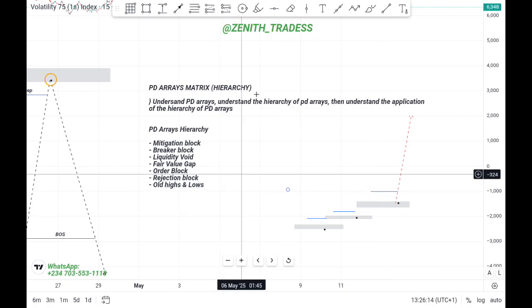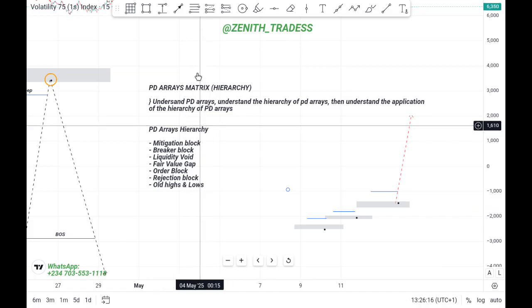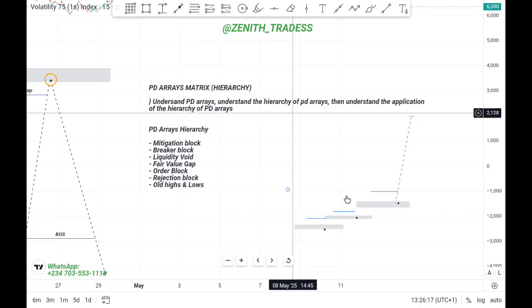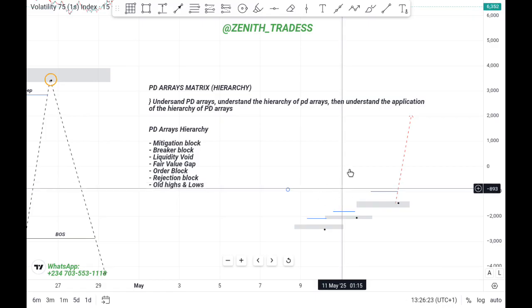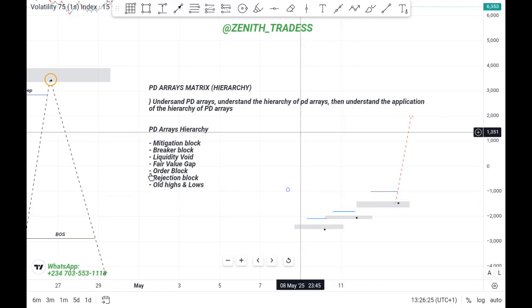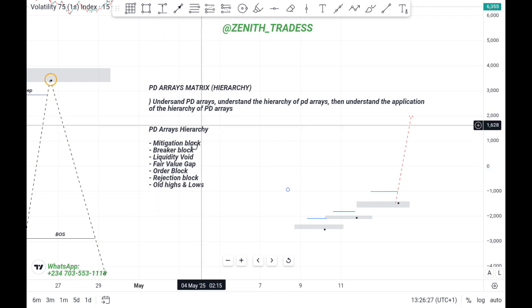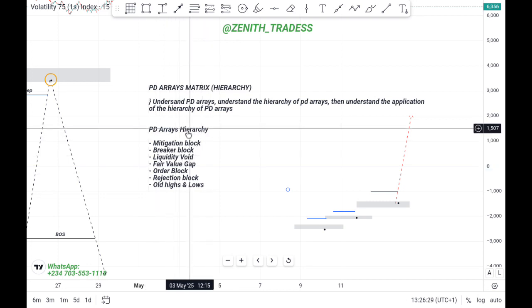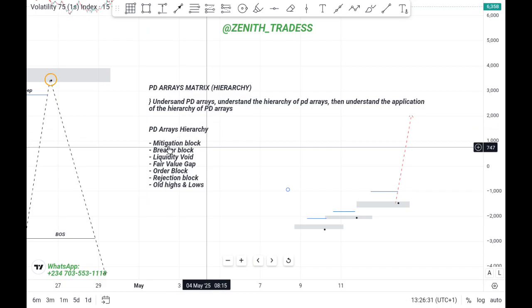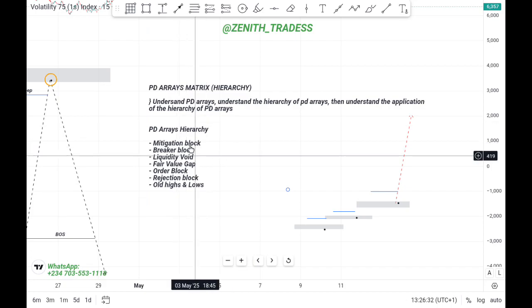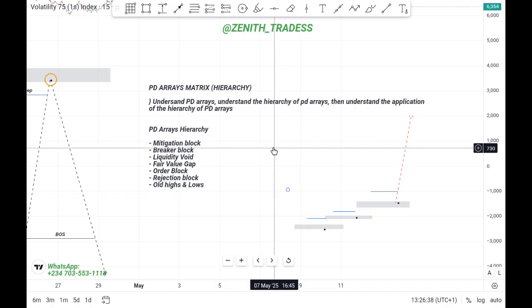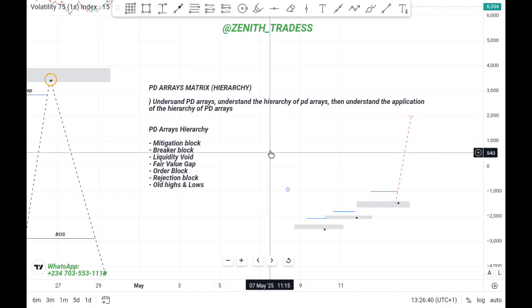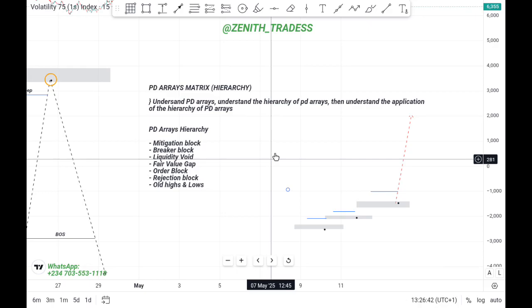For beginners, let's just focus on the reclaim block and the mitigation block we'll be discussing. Leave the application of the hierarchy for now. But this is the order of their importance. The most important PD array, premium discount array, is the mitigation block. I told you that order block gave us mitigation, but when you see mitigation, the mitigation block is more important than the order block.